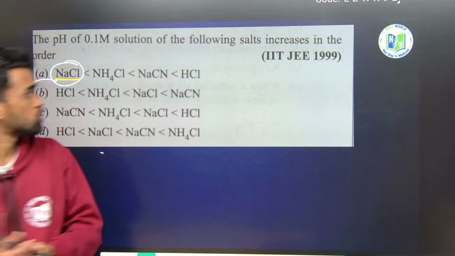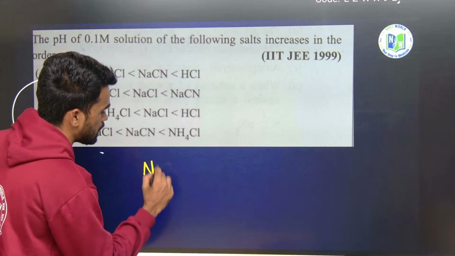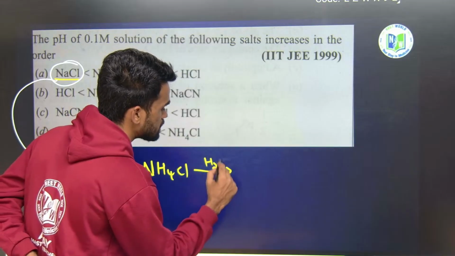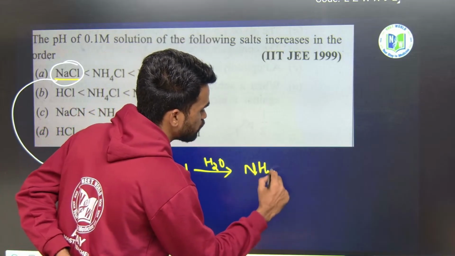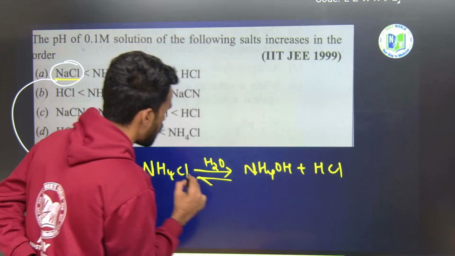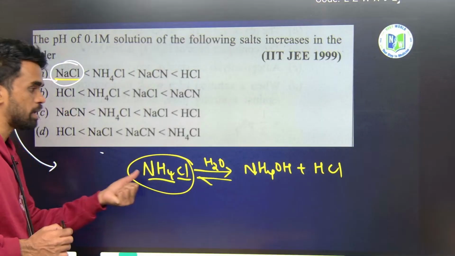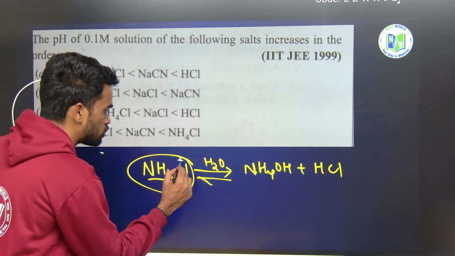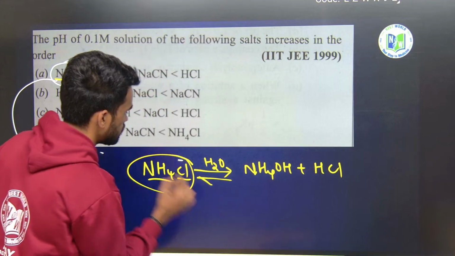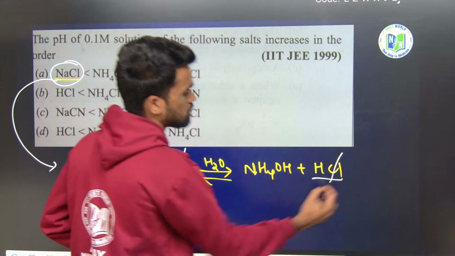Now look at this, NH4Cl is there. If you hydrolyze this, we will be getting NH4OH plus HCl. This is a salt formed from a strong acid and a weak base. HCl is a strong electrolyte, so I can remove the chloride ion here and here.